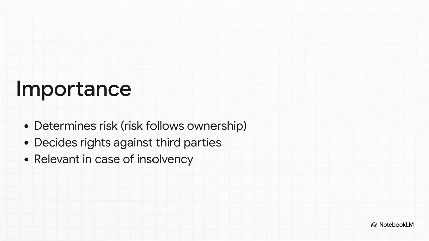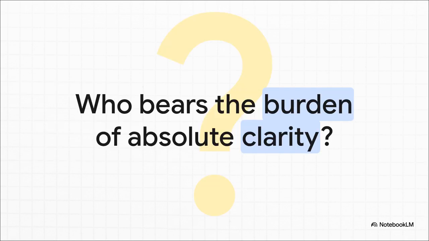Importance of passing of property. It determines risk, because, as we know, risk follows ownership. It decides rights against third parties. And it's highly relevant in cases of insolvency. This is your strong academic summary right here. By stating these points, you link back directly to your introduction, proving to the examiner that you have a fully cohesive 360-degree understanding of the statute. Think about it. If a buyer goes insolvent, whether the official receiver can claim the goods depends entirely on exactly when the property passed. So I leave you with this.